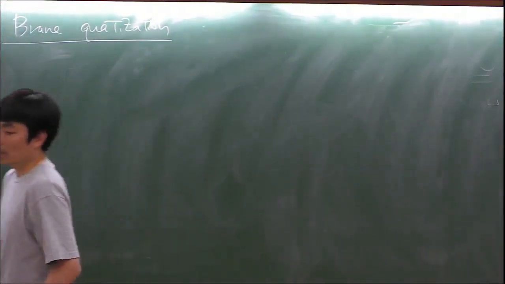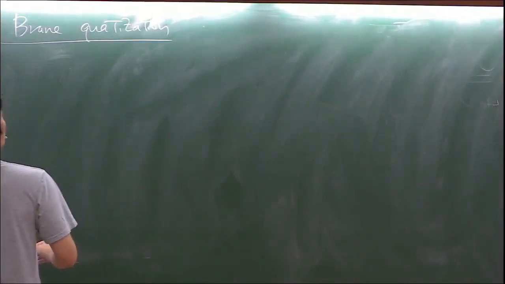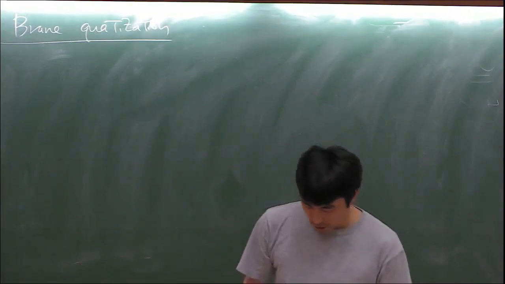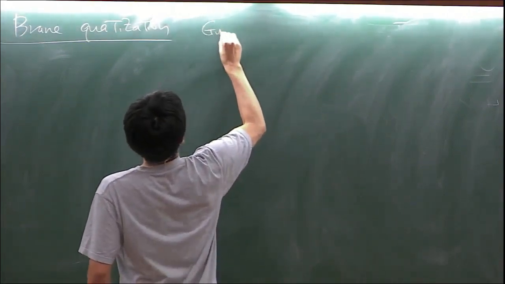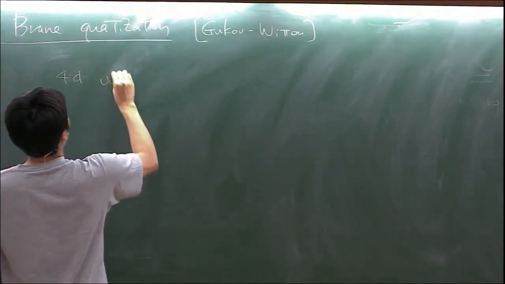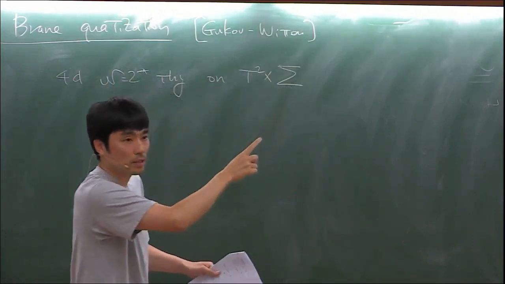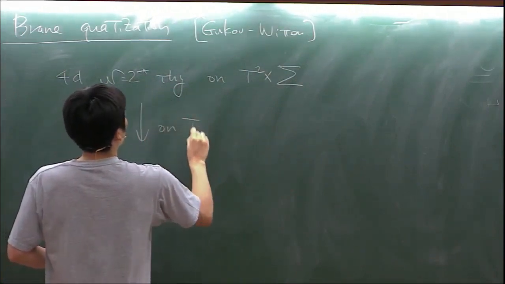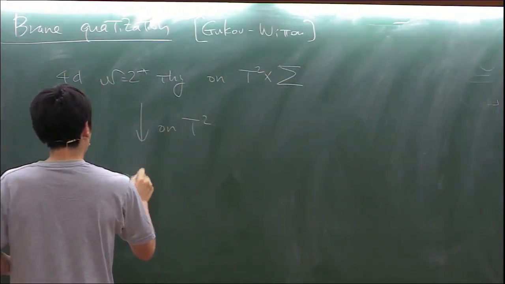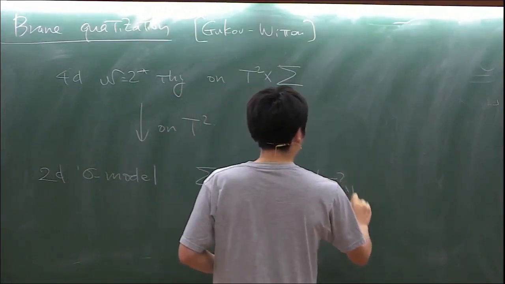So brane quantization: we look at the representation of DAHA and the geometry of the Hitchin moduli space, and I would like to connect representation and geometry. So brane quantization is a physics approach to geometric representation theory, introduced by Gukov-Witten. You start with the 4D N=2 star theory, T2 times Sigma. Sigma is some Riemann surface, which can have a boundary, and compactify on T2. Then you get the 2D sigma model. Sigma is mapped to the Hitchin moduli space, MH of T2 minus a point, of SU2.